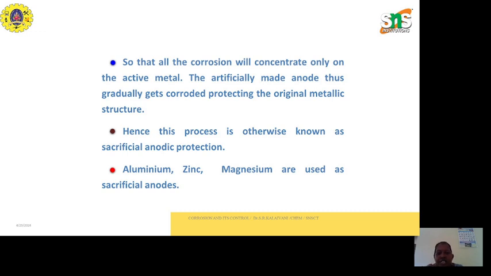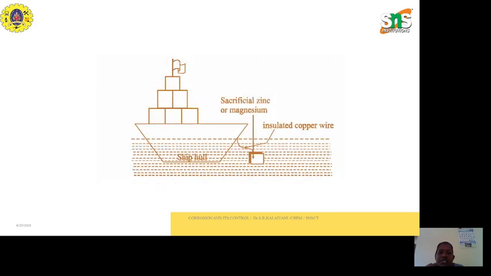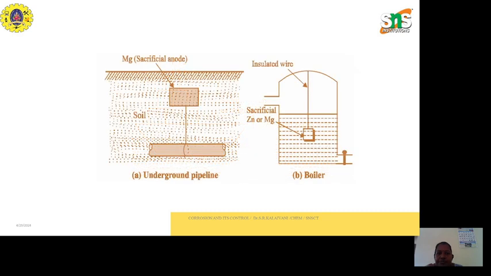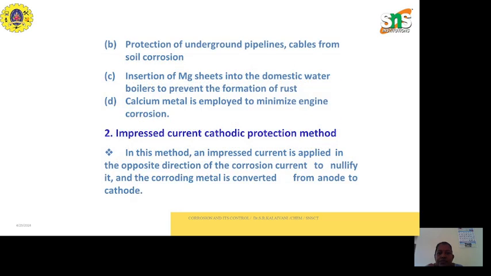Aluminium, zinc and magnesium are used as sacrificial anodes. This is the diagram for the sacrificial anodic method applied in a ship or boat. This also shows an underground pipeline and a boiler. So it protects underground pipelines and cables from soil erosion, and magnesium seeds are inserted into domestic water boilers to prevent the formation of rust. Next, calcium metal is employed to minimize engine erosion.